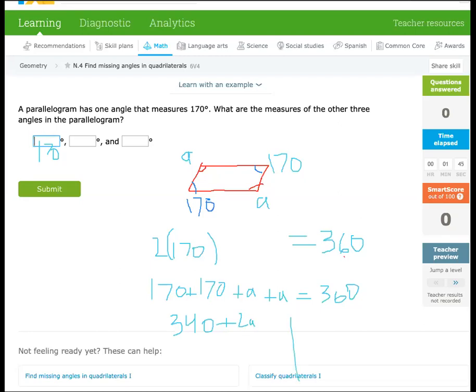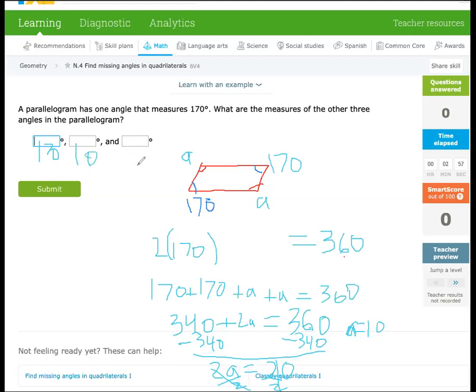So 340 plus 2A is equal to 360. From here, I'm going to subtract 340 from both sides. I'm left with 2A is equal to 20. Then I'll divide both sides by 2. These cancel out, and this is going to become 10. So A is equal to 10. So my other two angles are going to be 10 and 10.